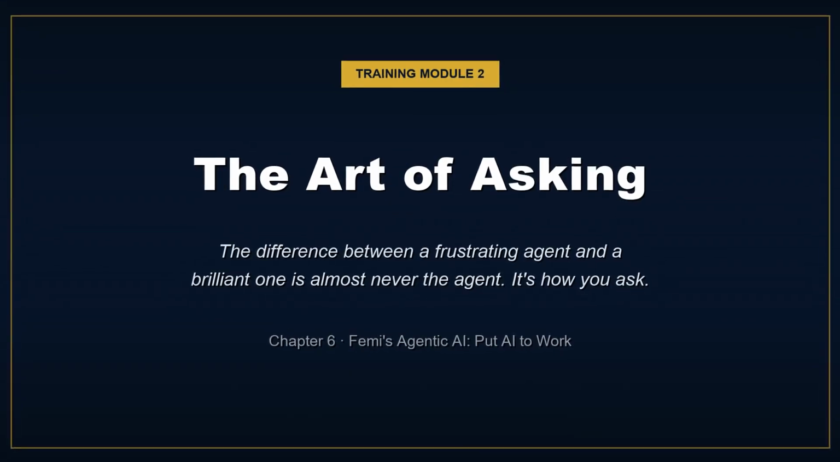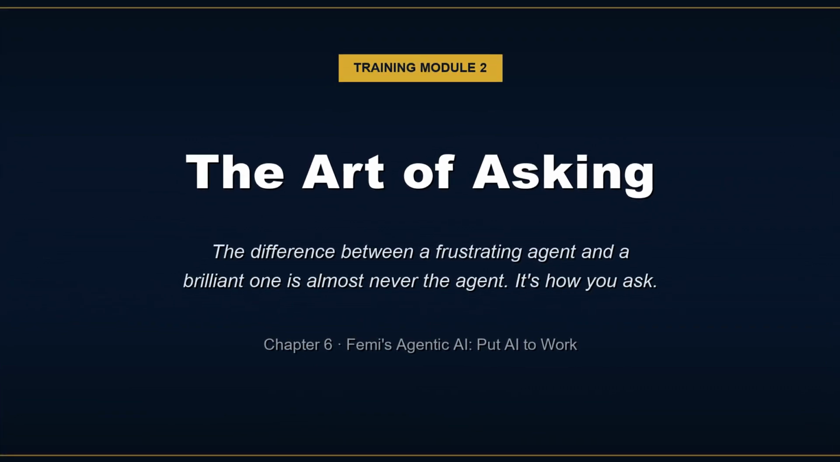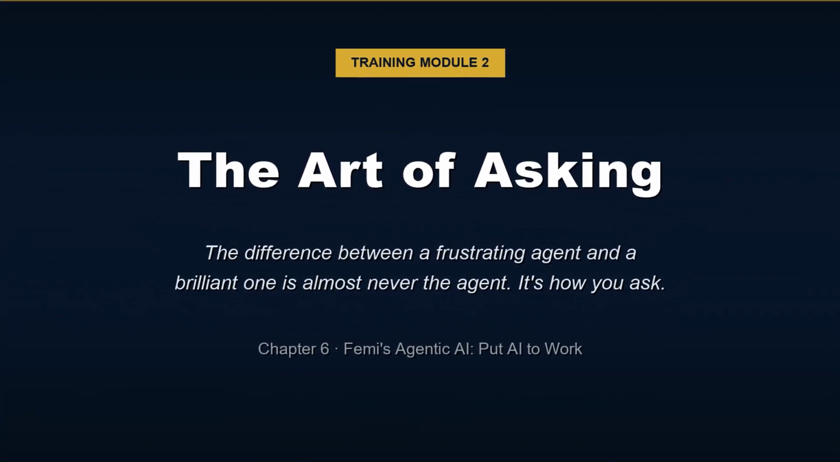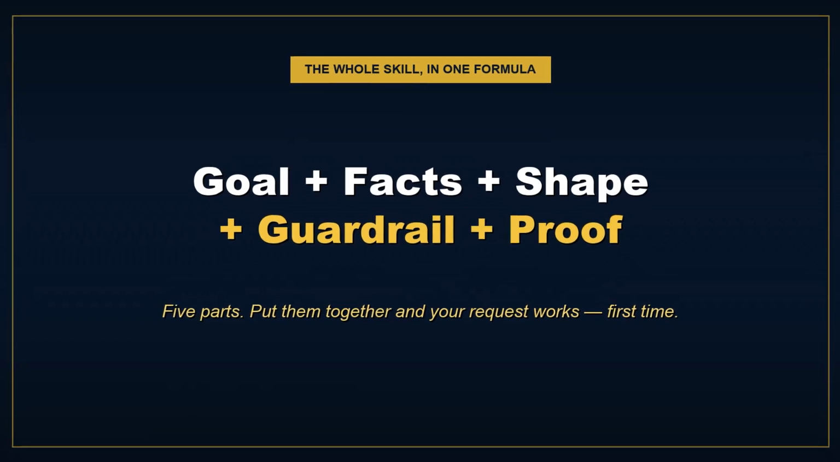Welcome to Module 2. The Art of Asking. This is the most valuable skill in the whole book. The difference between a frustrating agent and a brilliant one is almost never the agent. It's how you ask. Here's the whole skill in one formula.